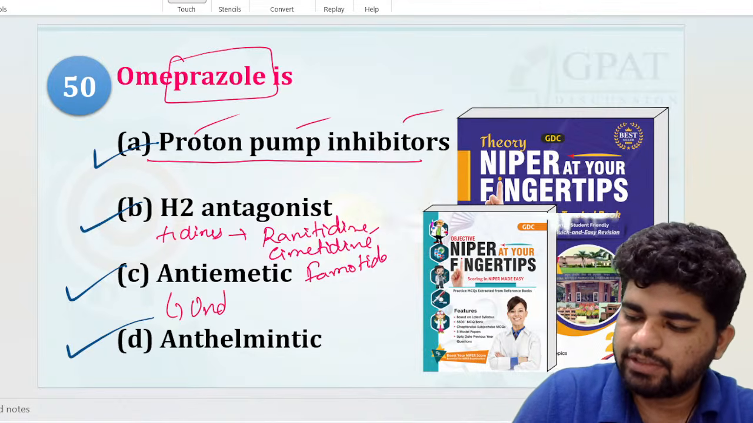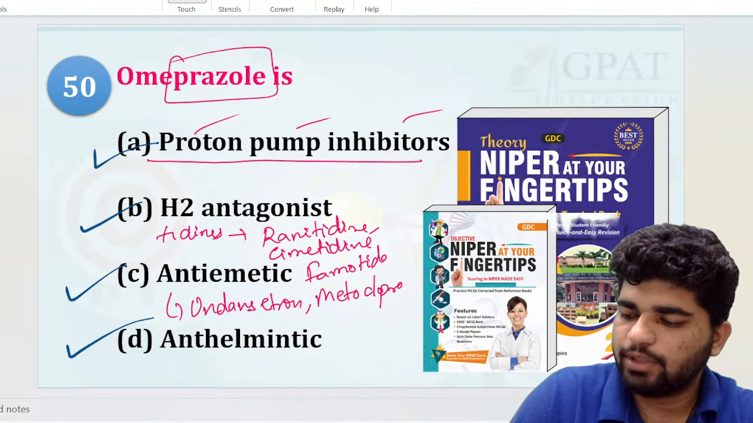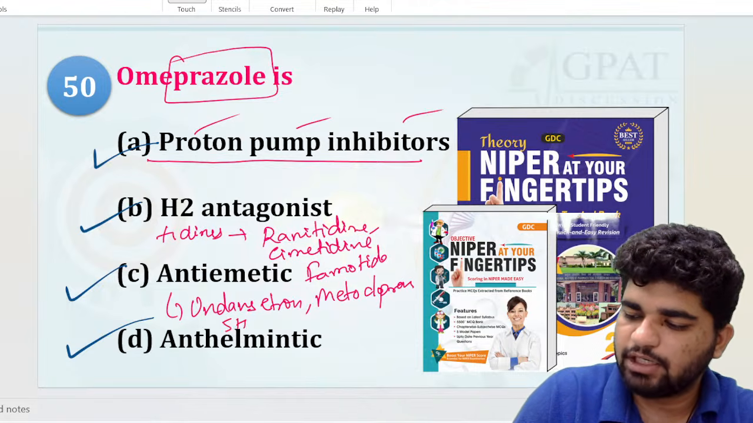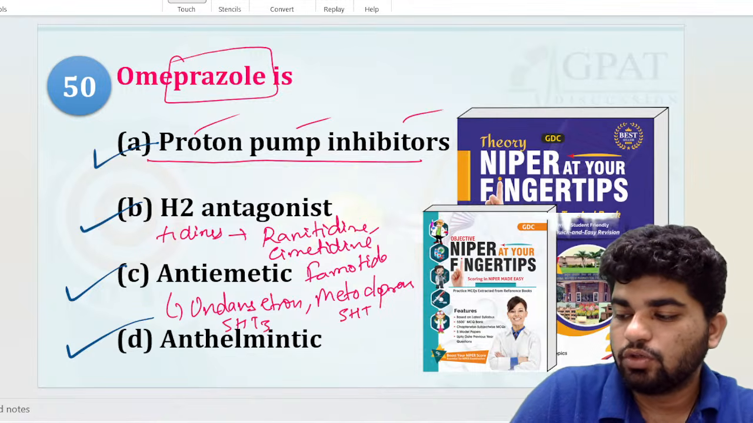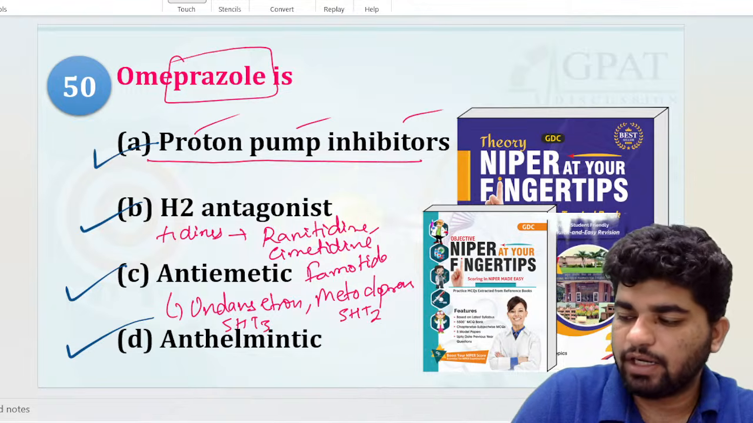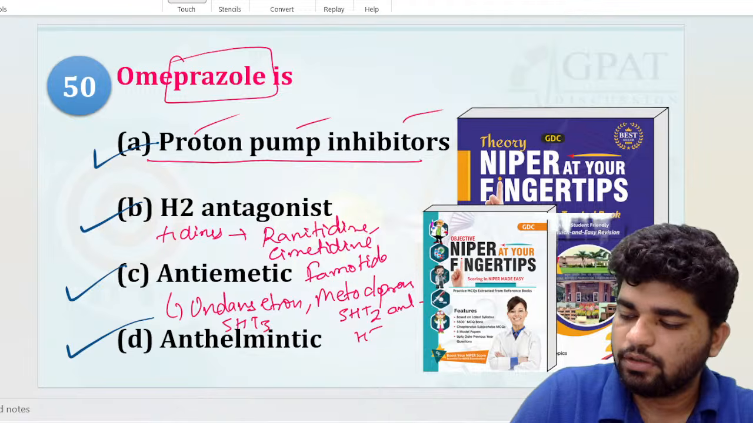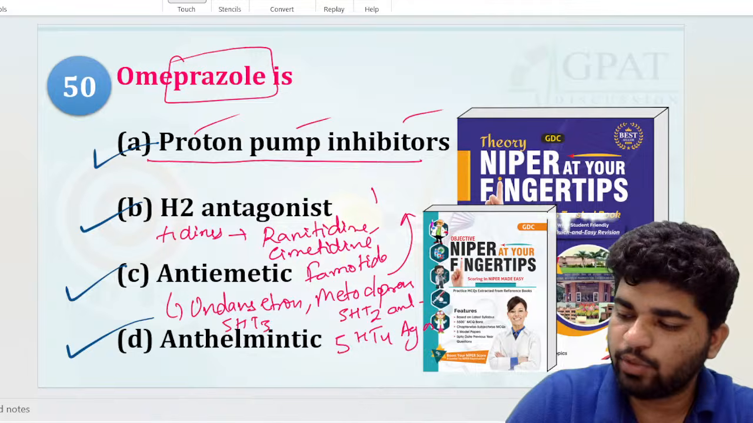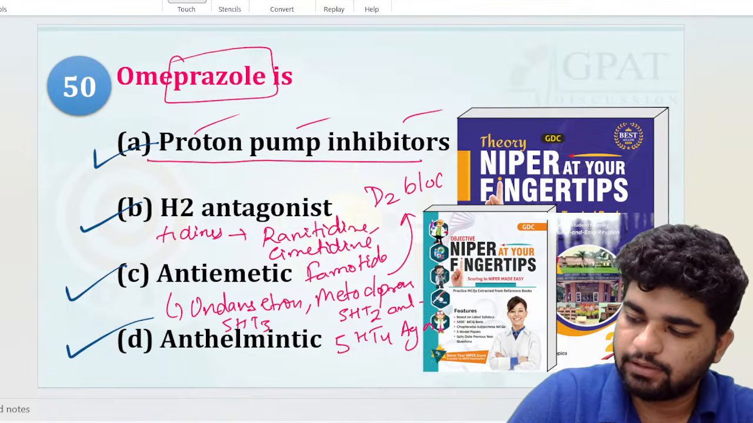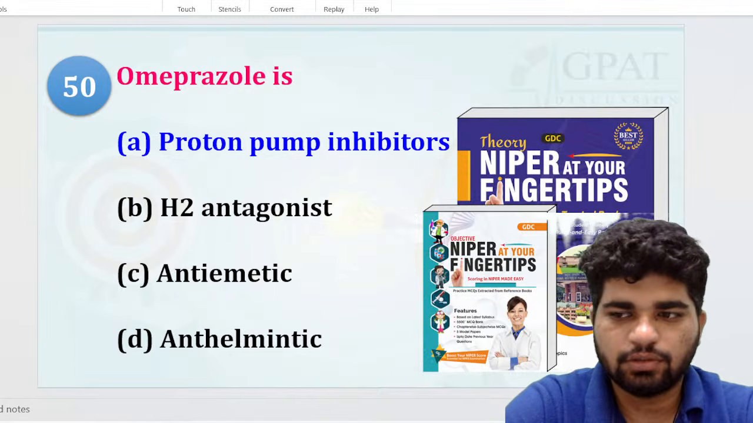Antiemetics, you remember, ondansetron, metoclopramide. Ondansetron is your 5-HT3 antagonist. Metoclopramide is a 5-HT3 antagonist as well as a 5-HT4 agonist, and the main one is its D2 blocker activity. Anthelmintic, that's albendazole, mebendazole, right?